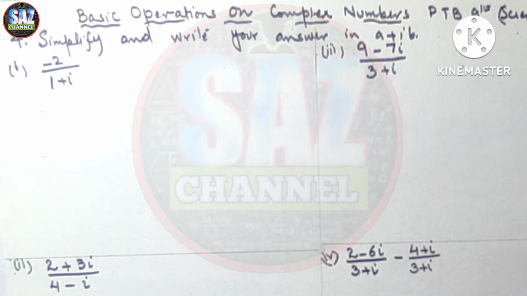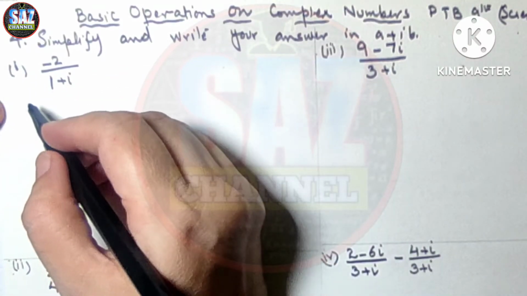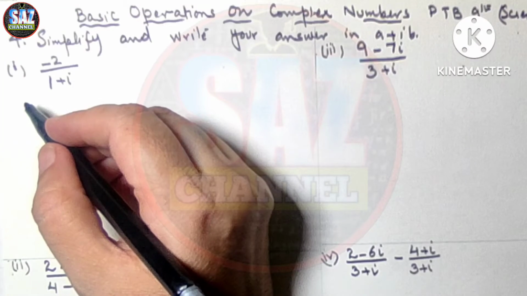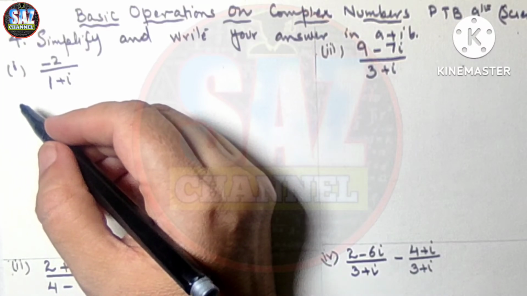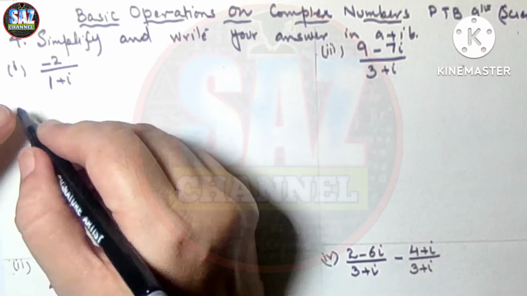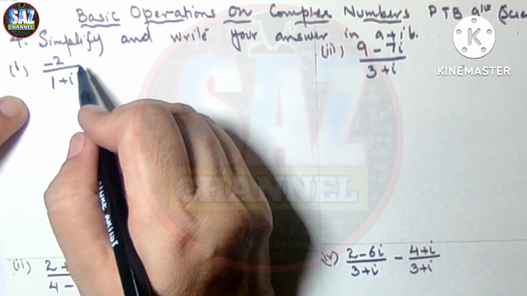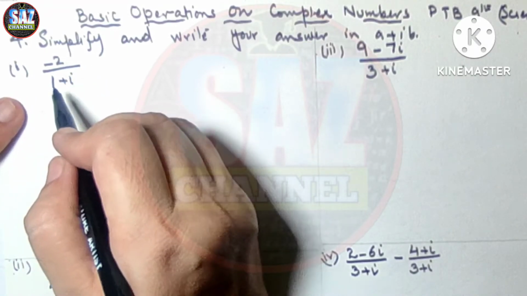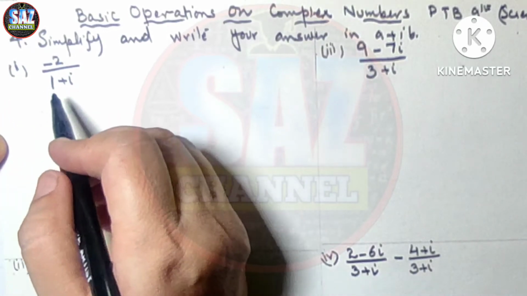Now, for short questions, the question is in the form of a fraction or a division. So first of all, this is the rule: we have to make this complex number free from fraction, and in order to do that we have to multiply and divide the numerator and denominator by the complex conjugate of 1 plus iota.